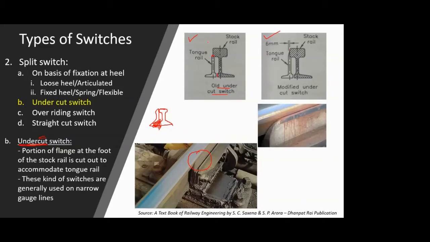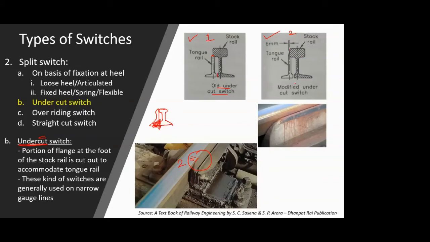Okay, if I number it 1 and 2, this condition is the undercut switch in the modified one, where the top of the tongue rail is at level with your stock rail. A small gap is maintained. Hardly can you see any gap, but there is a very little gap of 6 mm in that.